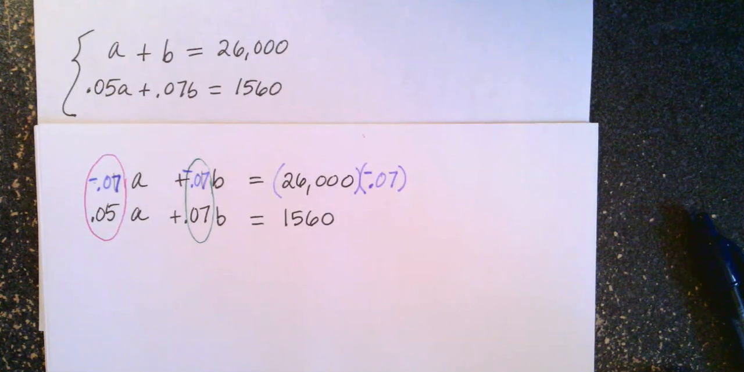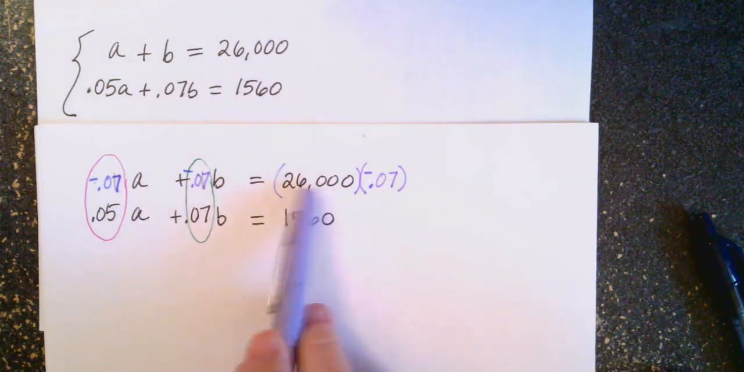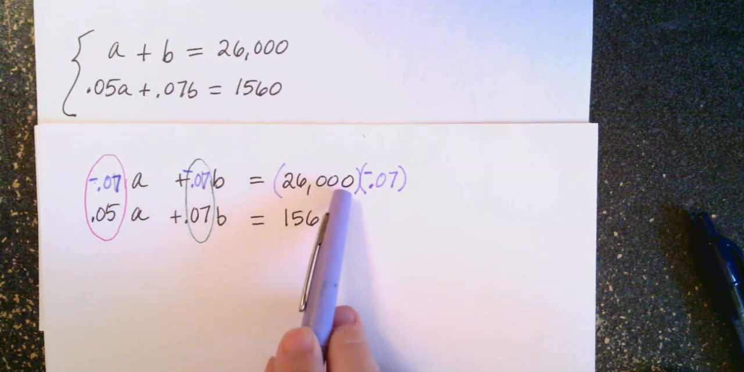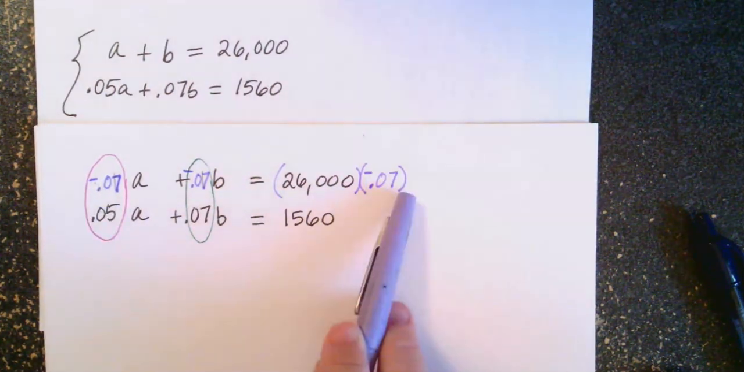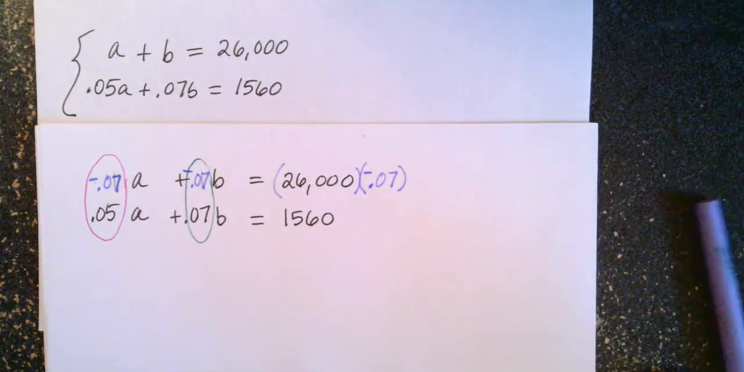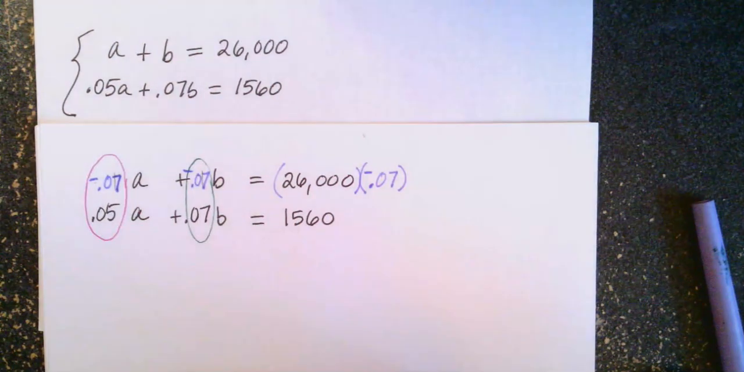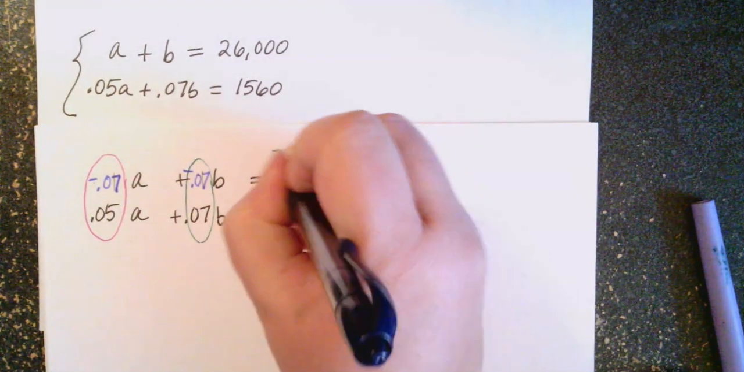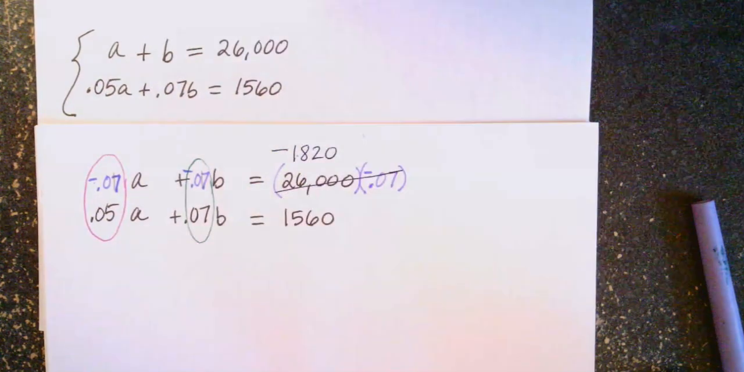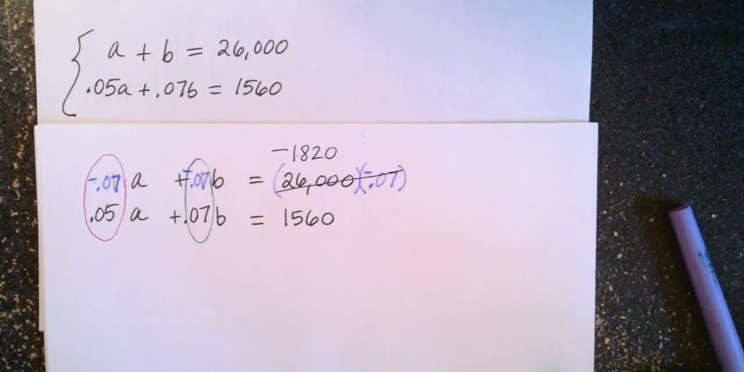So I'm rewriting the entire equation by multiplying on both sides. A frequent mistake is to forget to do it on the right side, so don't forget. I've multiplied this entire equation by negative 0.07 on both sides. Let's go ahead and simplify on the right-hand side. We've got 26,000 times negative 0.07. That's going to be negative 1,820. All right, so I'm going to go ahead and write that over here. This whole thing becomes negative 1,820. And now you're going to see why it's called the addition method.